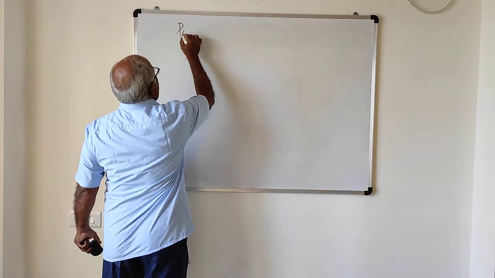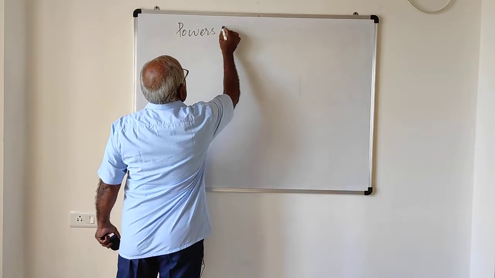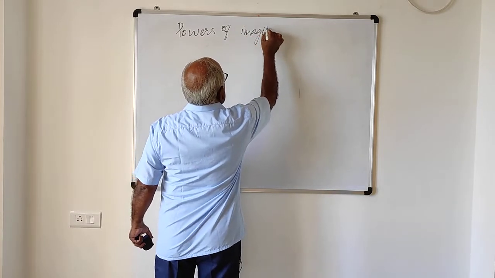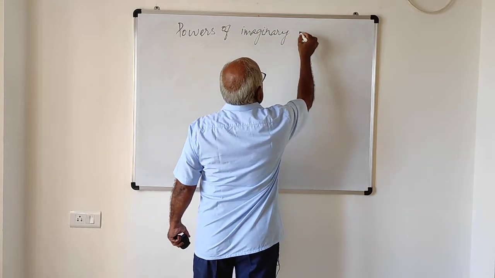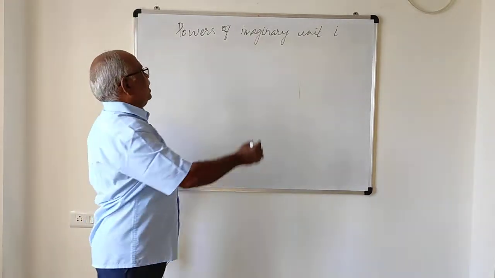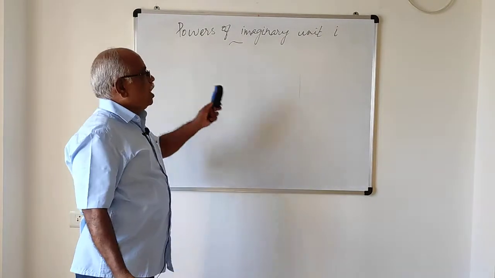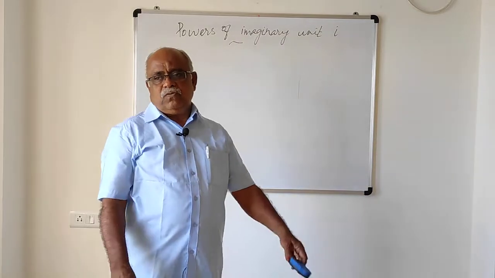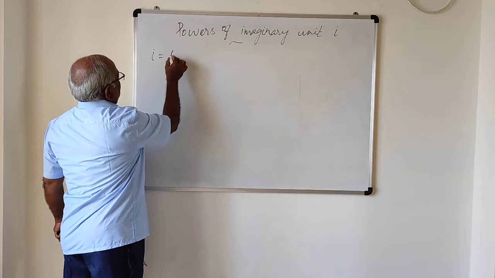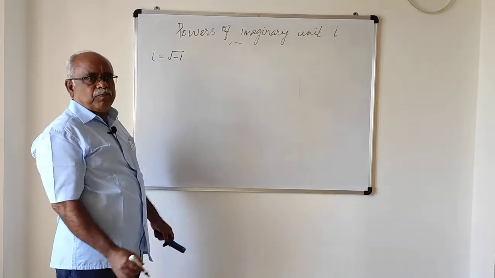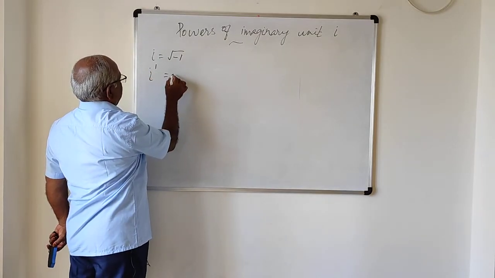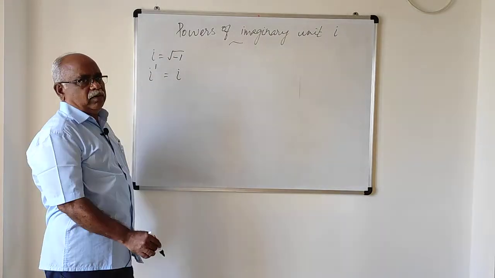Powers of the imaginary unit i. In this video I am going to explain the various powers of i. We know that i is equal to square root of minus 1. This is nothing but i power 1. It is i itself, equal to square root of minus 1.